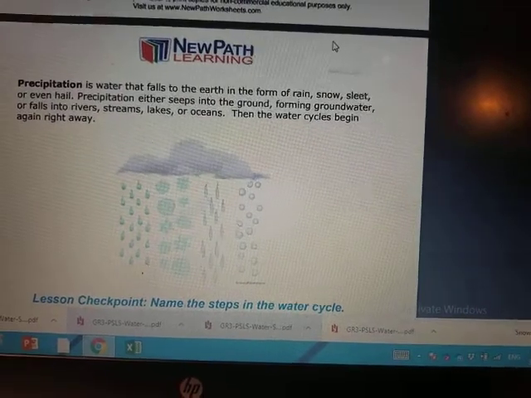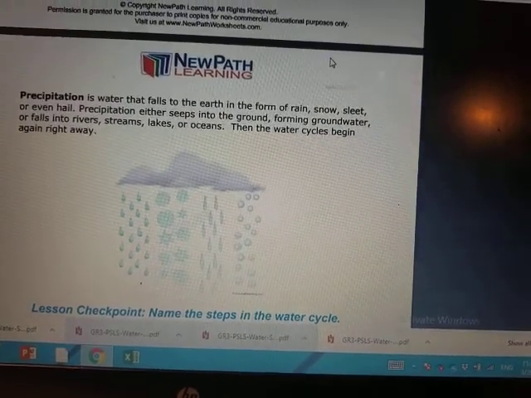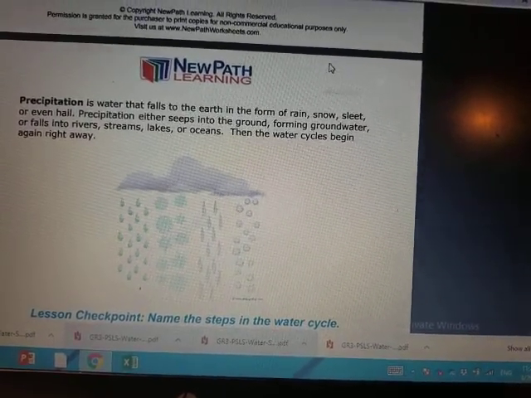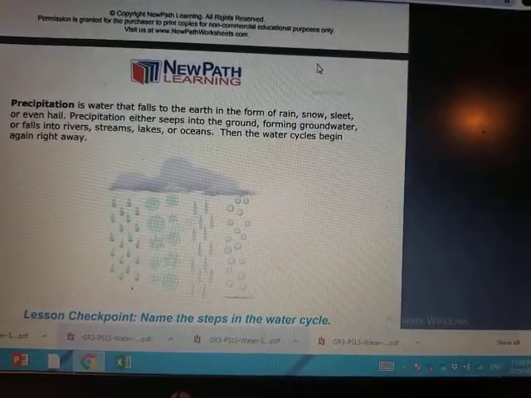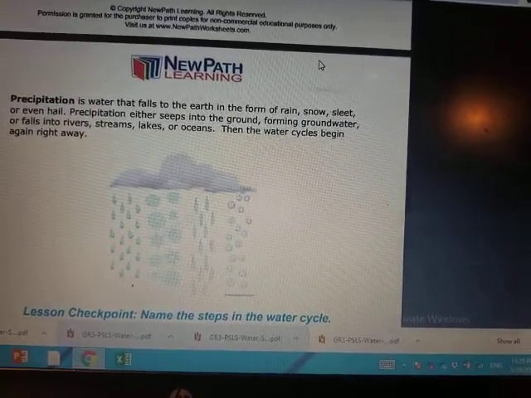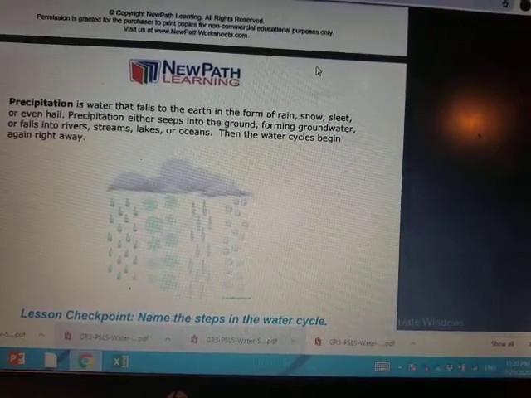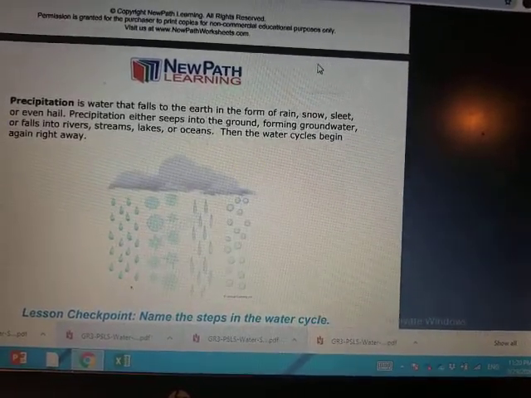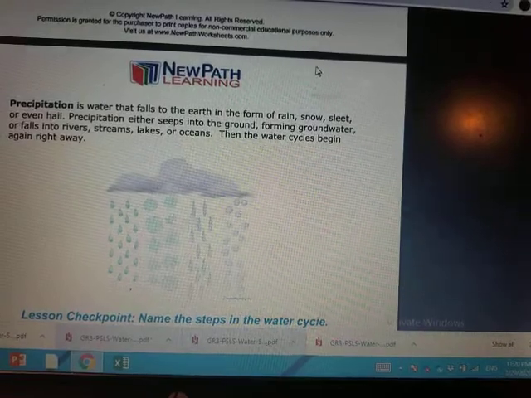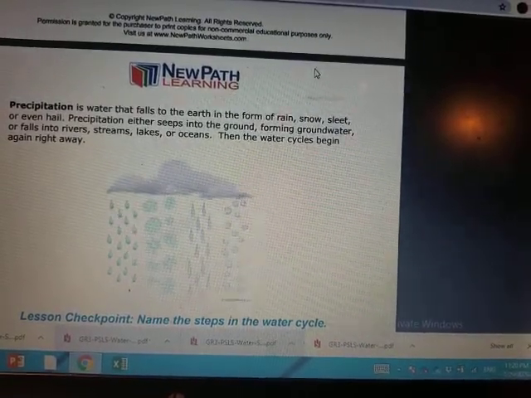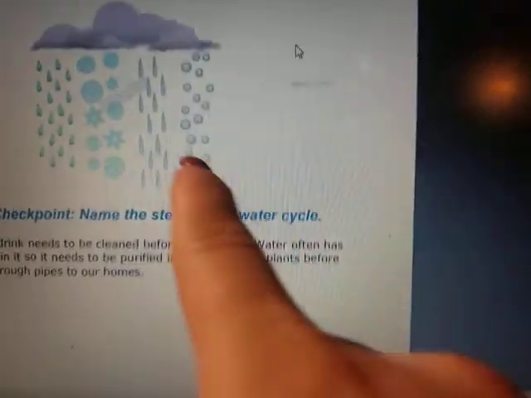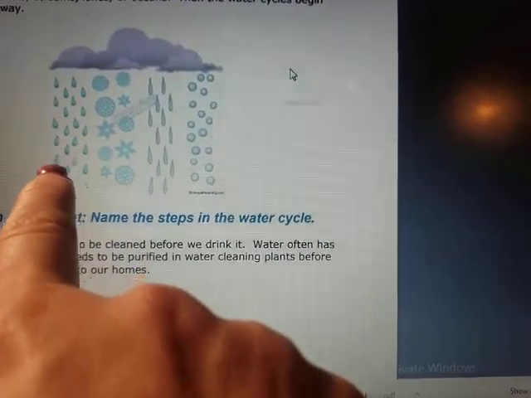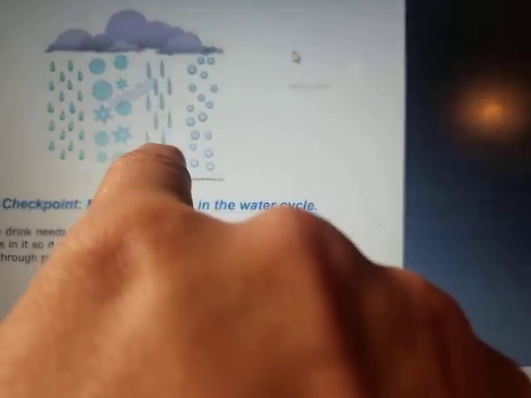Precipitation. Precipitation is water that falls to the earth in the form of rain, snow, sleet, or even hail. Precipitation either seeps into the ground, forming groundwater, or falls into rivers, streams, lakes, or oceans. Then the water cycle begins again right away. So again, precipitation could be water, snow, sleet, or hail.